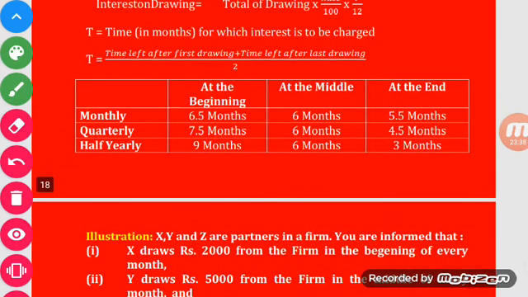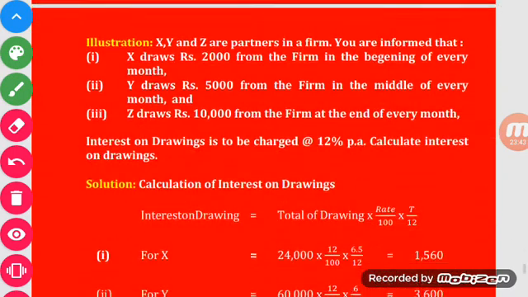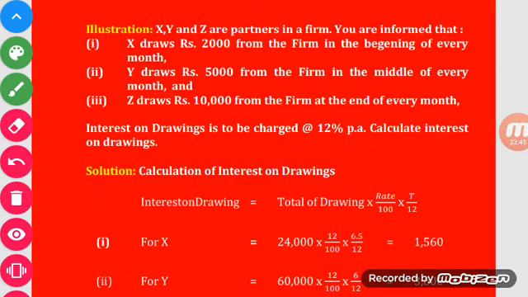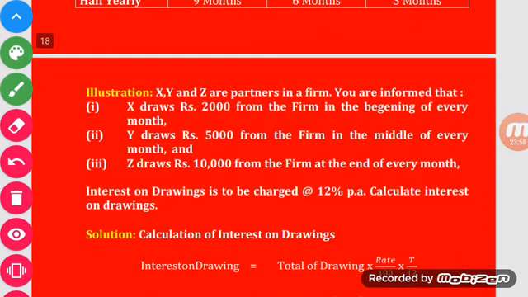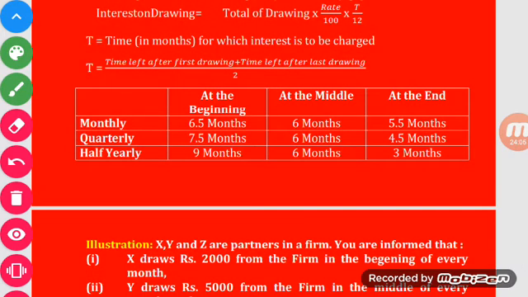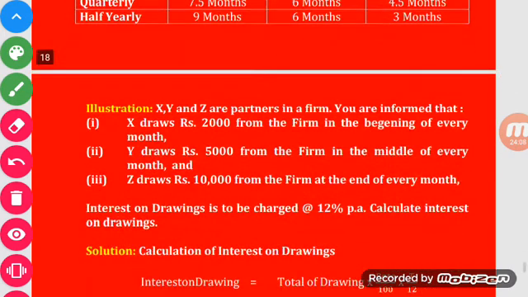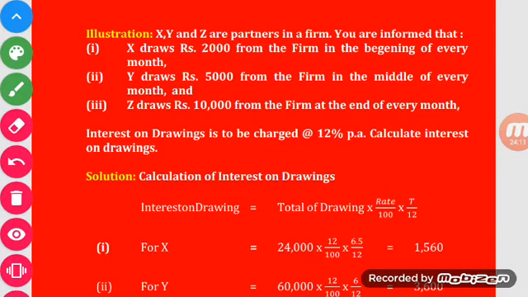As per the table, beginning of every month 6.5 months interest will be calculated, right? Second condition: Y draws rupees 5000 from the firm in the middle of every month. So here middle of every month 6 months interest will be calculated. And third, Z draws rupees 10,000 from the firm at the end of every month. At the end of every month 5.5 months interest will be calculated. Is it clear? Interest on drawing is to be charged at the rate of 12% per annum.